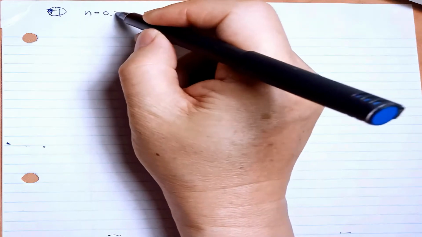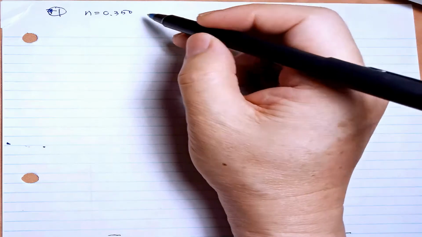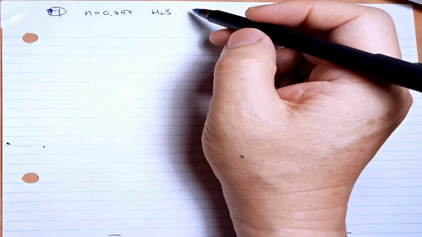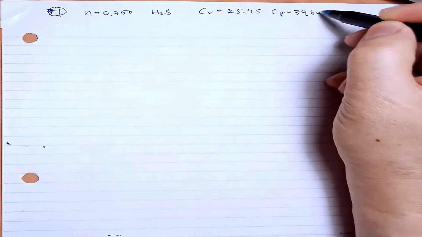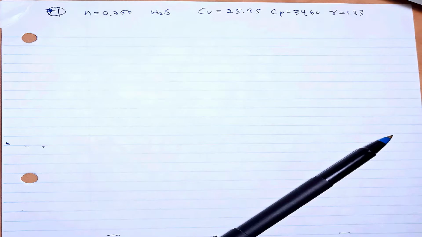So question number 51. A flexible balloon contains 0.350 moles of hydrogen sulfide gas. So we need to look up the hydrogen sulfide gas constants: CV is 25.95, Cp is 34.60, gamma is 1.33, just in case we need these. So that's from the table.